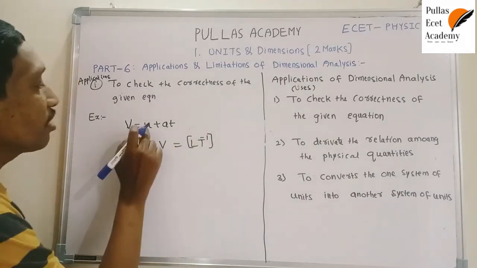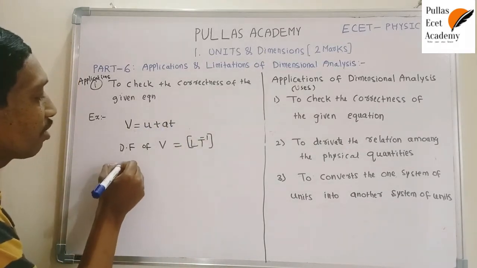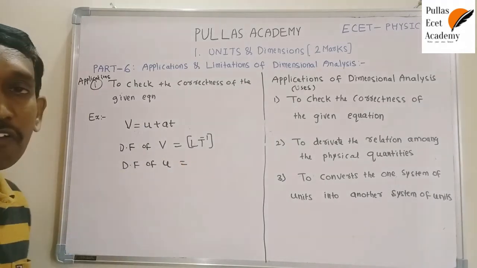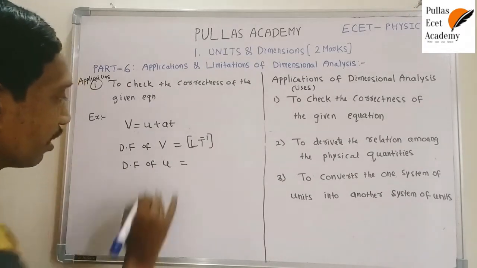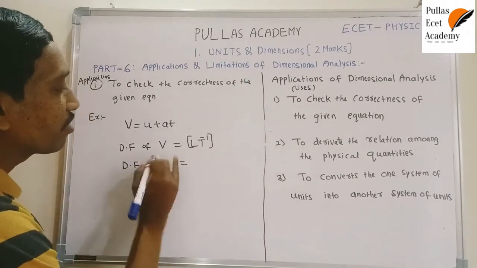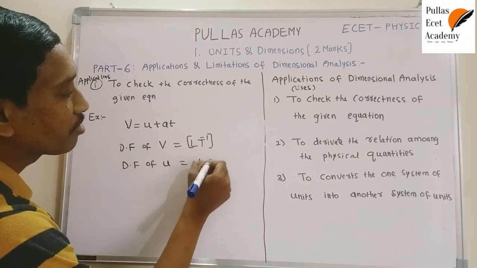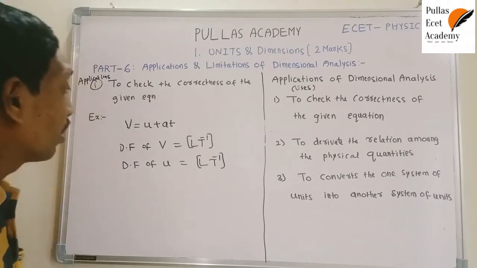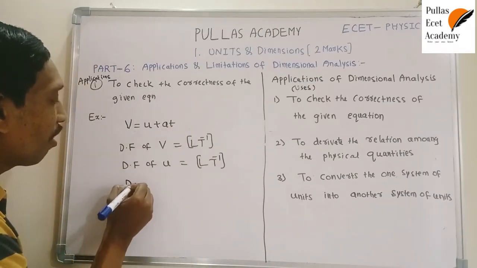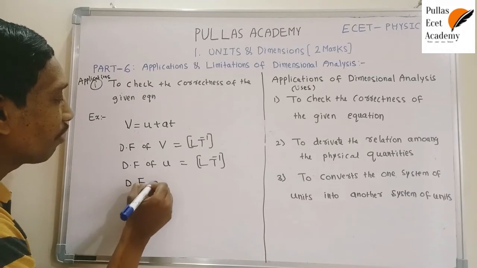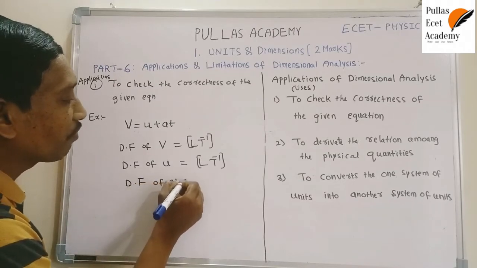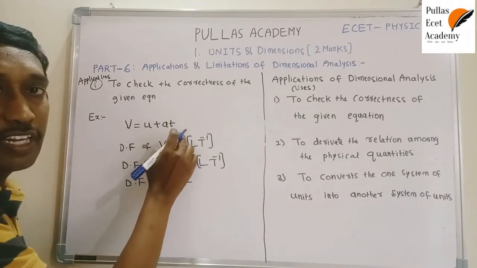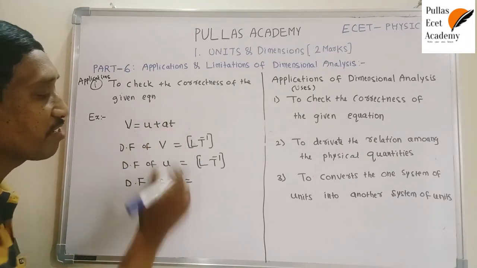Write it. Next in the equation, the second physical quantity is U, so the dimensional formula of U. U stands for initial velocity, nothing but velocity. Any form of velocity has the same dimensions, so don't be confused here. Instead of initial velocity, write the same dimension, that is LT inverse. Next, in the same way, the dimensional formula of AT. What is the dimensional formula of AT? First substitute the dimensional formulas of A and T in the equation. A stands for acceleration, T stands for time.